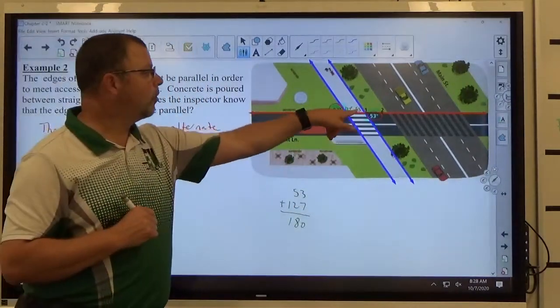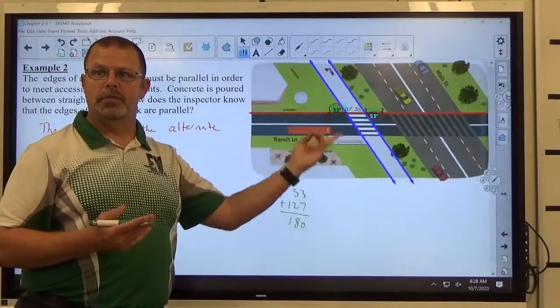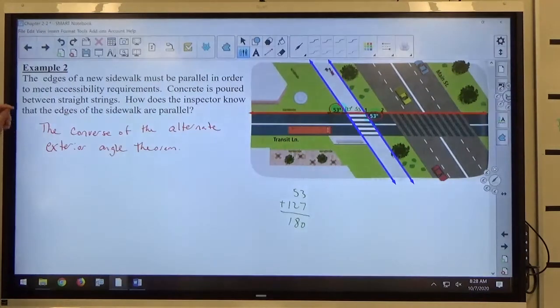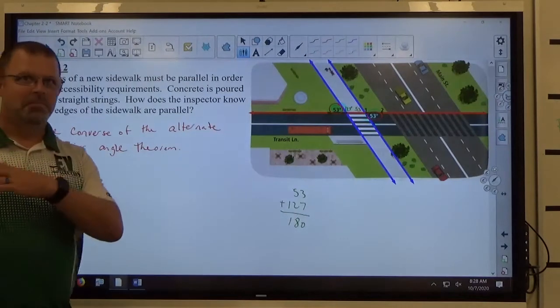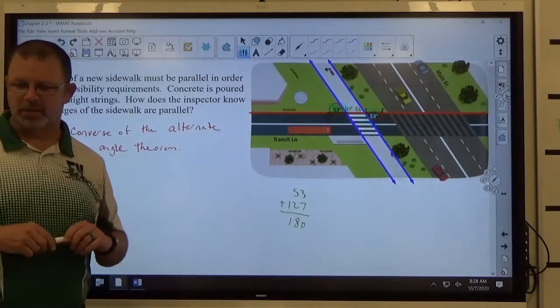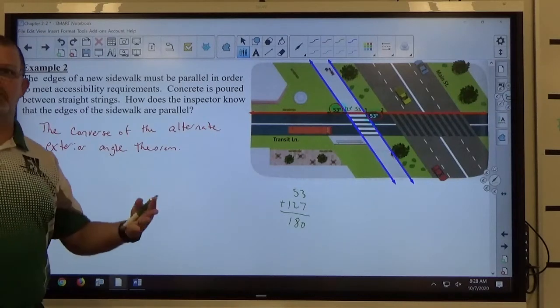So given those two angles in this picture, how does the inspector know that the strings are parallel to one another? You would say by the converse of the same side interior angle postulate, or theorem actually. There's a same side interior angle postulate, there's the converse of the, yeah, it's a theorem. Postulates are things that are supposedly common sense. They decided to make the same side interior angle postulate. Everything else is a theorem. So everything else has been proven based on the postulate.